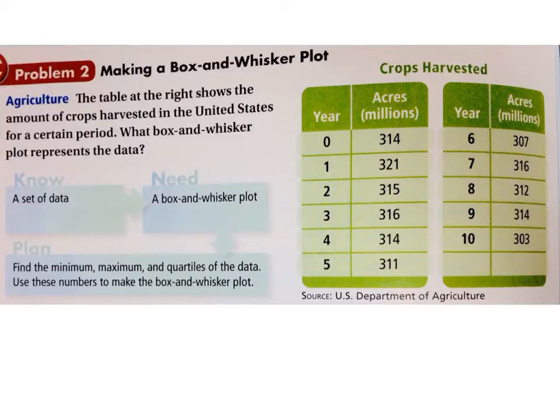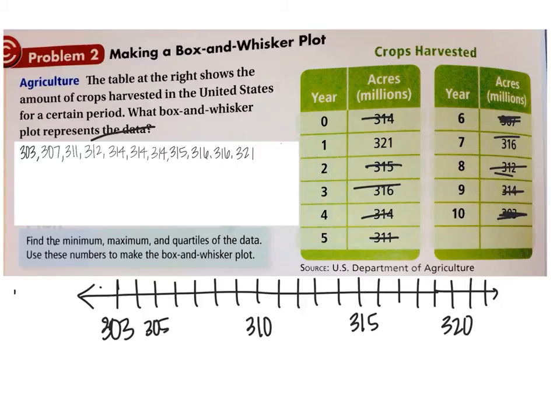Okay, so the table shows the amount of crops harvested in the United States for a certain period. What box and whisker plot represents the data? And to save time for the video, I went ahead and listed the data in numerical order, and I already went ahead and drew my number line. Now my number line starts at 303 and it ends at 322, but I didn't number them all. I only numbered 303 and then every fifth one.